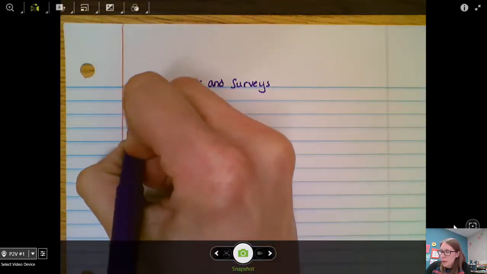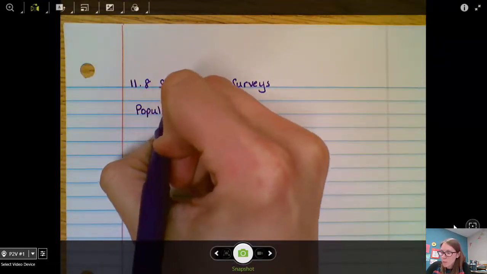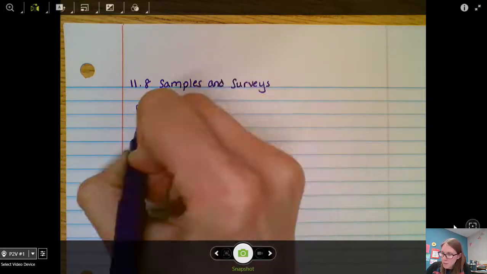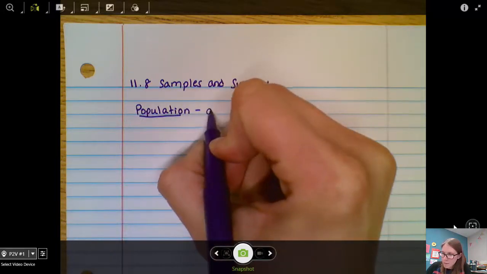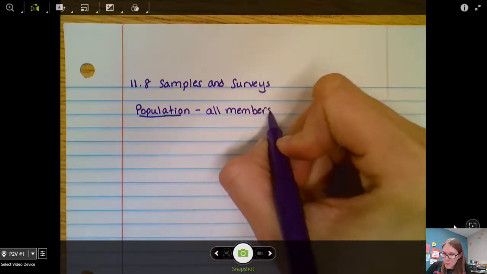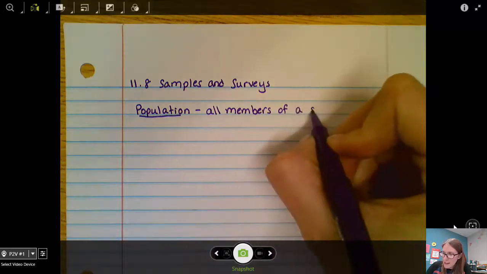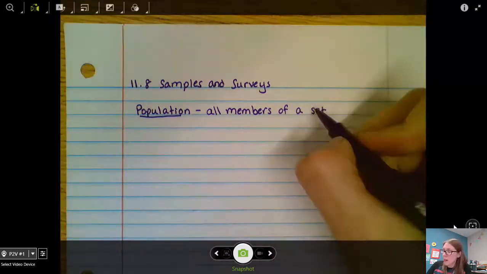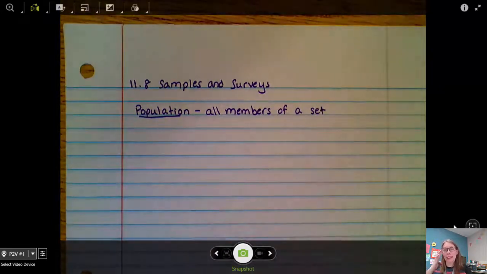So our first vocab word is population. A population is all the members of a set. We could be talking about the population of students at Senior High School. We could be talking about high school students in Iowa. That would be another population. Another population is high school students across the United States. All of those are different examples of populations.